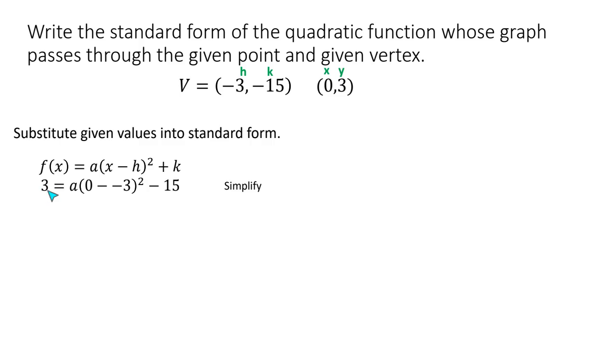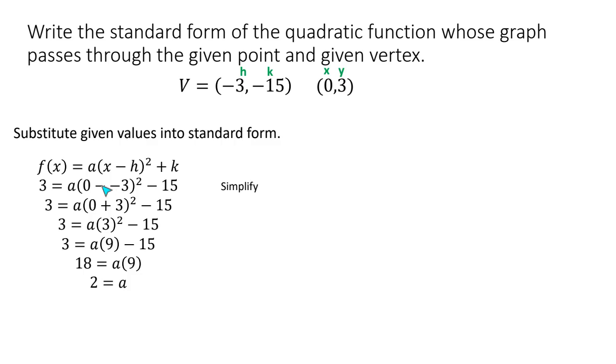So y is 3 is equal to a, x is 0, minus h, which is -3, squared, minus 15. So if we simplify, we get negative negative is positive 3, and 0 plus 3 is 3. So if we square it, 3 squared is 9. So I'm going to add 15 on both sides. So 15 plus 3 is 18. And then if we divide by 9, then we get 2. a is equal to 2.